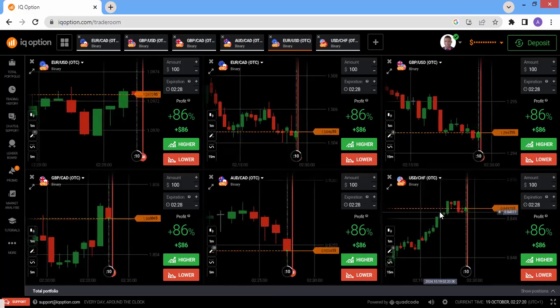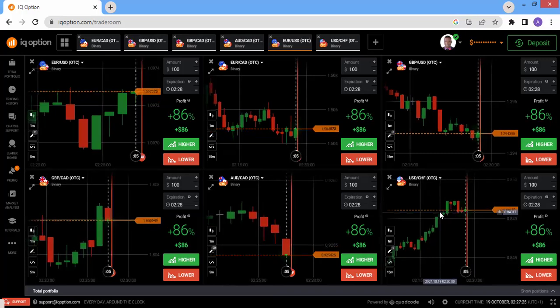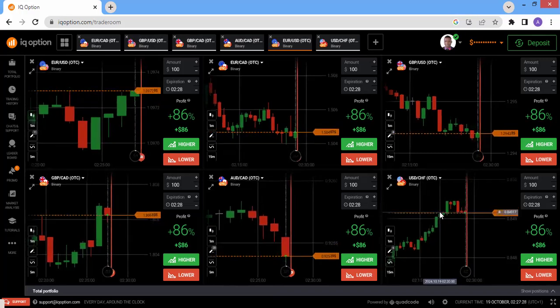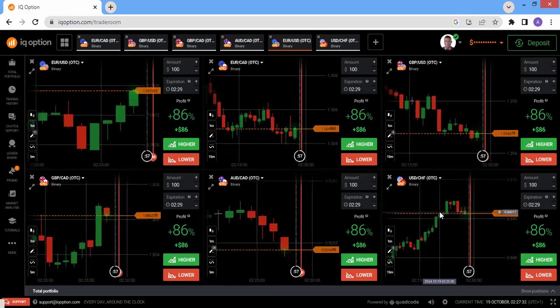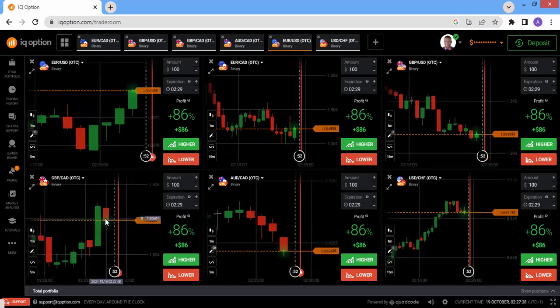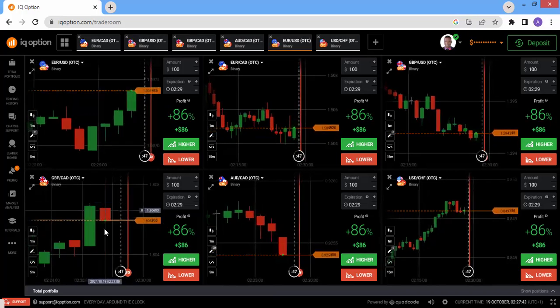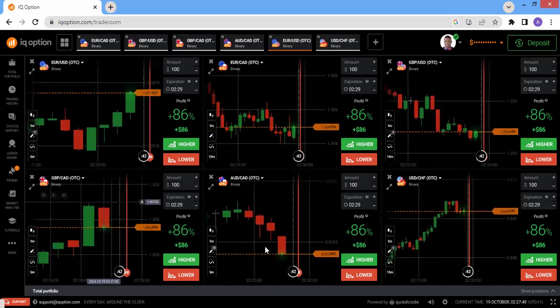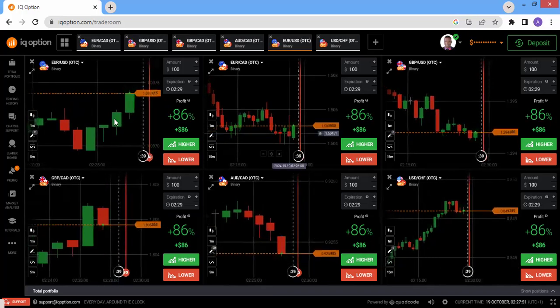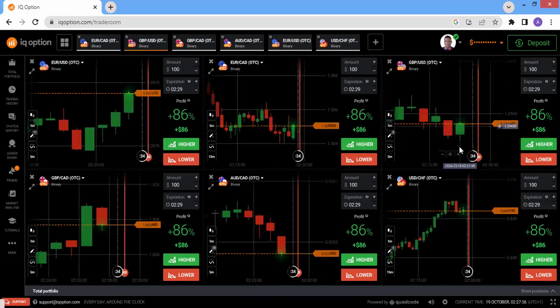So I'm expecting the inside bar pattern on GBP cad. I'm expecting the inside bar pattern because we already have a long body bullish candle. We have this one forming an inside bar. So when we have a rejection candle in the direction of the market, we are going to participate. So here, there's nothing. These ones have already taken out the low, so it's not an inside bar.